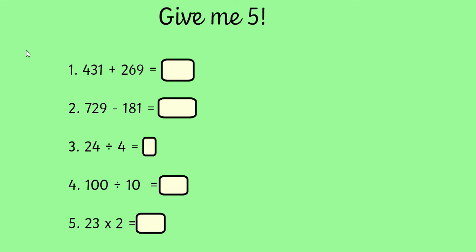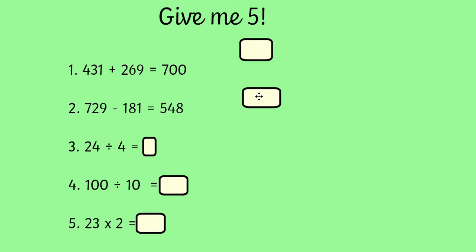Okay, here we go, a bit of a simpler one today to get you started. So we should have done a column addition here, 431 add 269, and you would have got 700. 729 take away 181. I'd do a column subtraction for this, and you would have got 548.